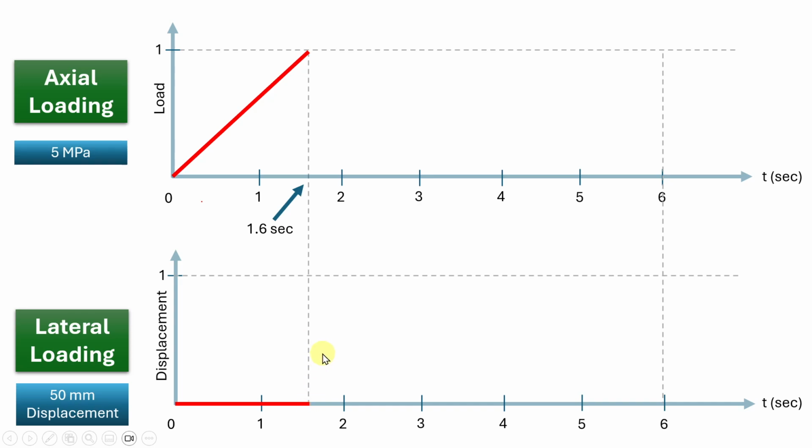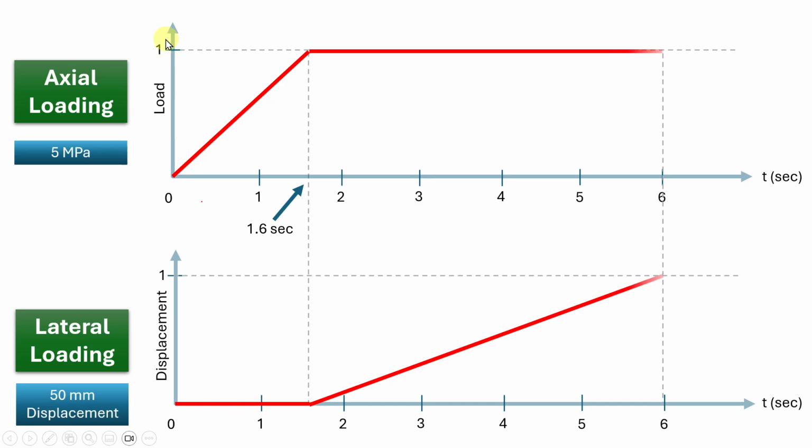If we see the next one, the axial load will be constant at 5 MPa. Right now it is denoted as 1, which will be multiplied by 5 MPa, and the lateral one is also 1, but will be multiplied by 50 millimeter. So 5 times 1 will become 5 MPa. Same goes for this one: 50 millimeter displacement, 50 times 1, will become 50 millimeter.